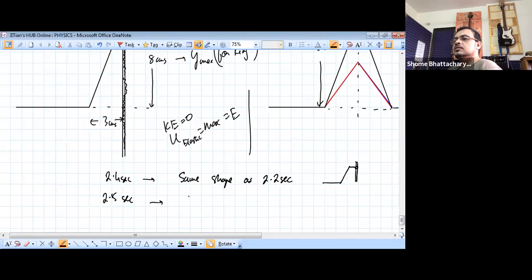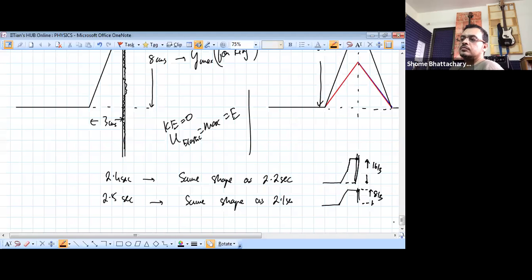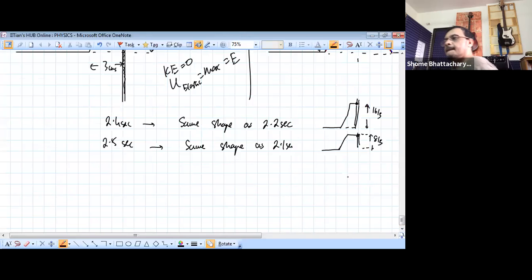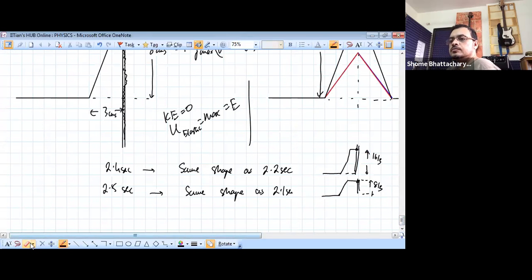Then 2.5 seconds, same shape as 2.1 seconds. So this one was like this. The earlier one was more interesting than this also. Change slope than this. That kind of shape. This shape, earlier to that this shape. Okay, so hope this application is fully clear.